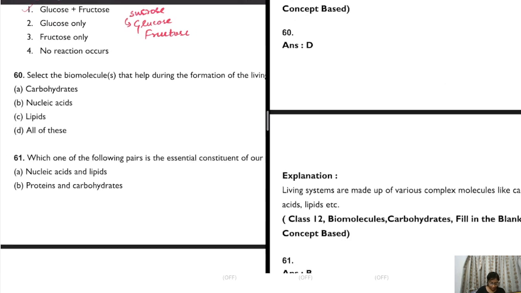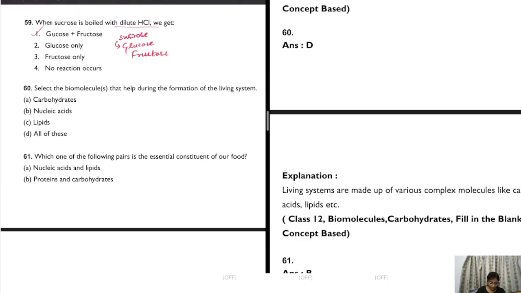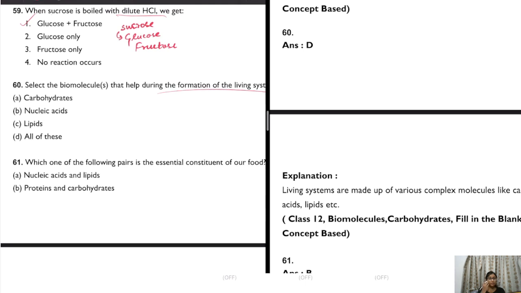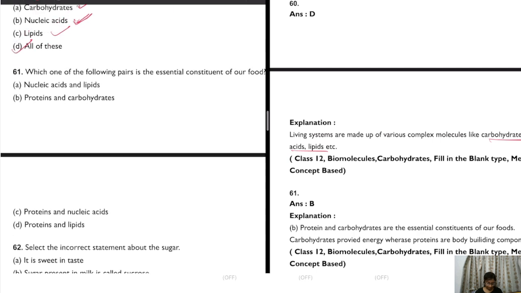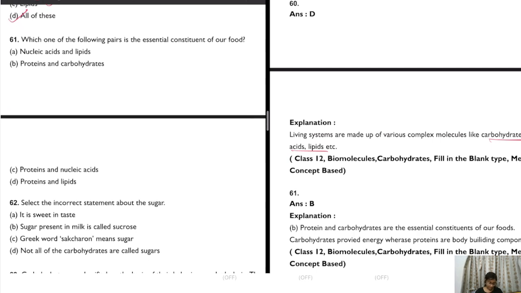Select the biomolecule or molecules that help during the formation of living system. See, what is a biomolecule? They are required for our living system, for our body, okay? And carbohydrate is obviously very important. Glucose and all. The doctor suggests that you should take glucose when you are not in a good condition. The nucleic acids, lipids, all of these are very important. So the answer would be D. Okay, so the living systems are made up of various complex molecules like this. Now let's see the next question.